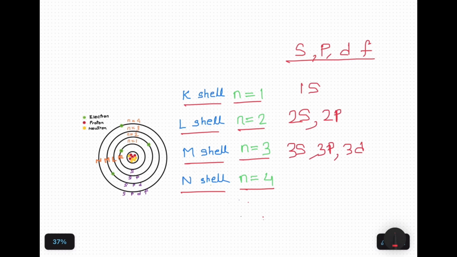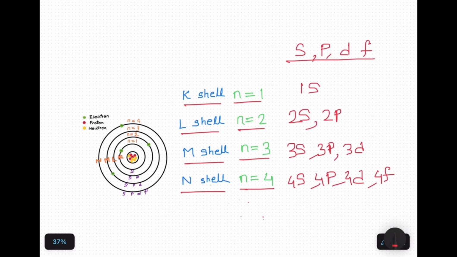Now, the N shell contains four subshells S, P, D and F, and they are called 4s, 4p, 4d and 4f because they belong to the fourth shell. Now friends, you can remember it easily if you just keep one thing in mind: the number of subshells that can be held by each shell is equal to its principal quantum number.